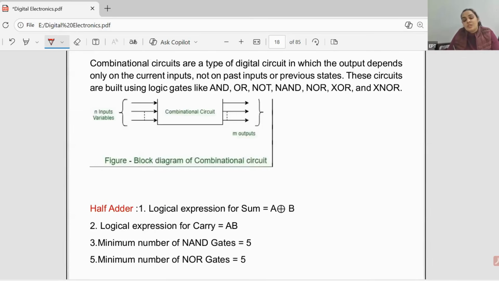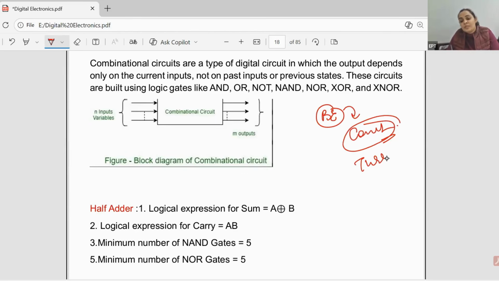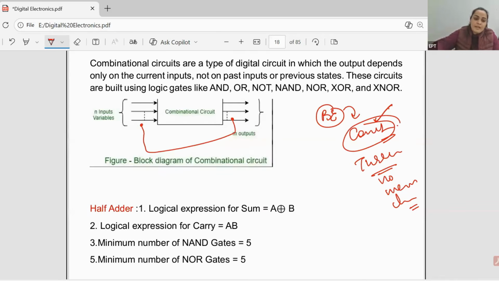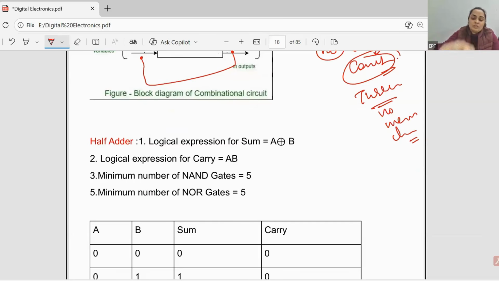See students, any Boolean expression you are implementing is going to be a combinational circuit only. The circuit in which there is no memory element and no clock signal will be known as a combinational circuit. Any Boolean expression is given to you and you implement some circuit, that is going to be a combinational circuit only. The circuit in which the output is not given back to the input side, or there is no feedback, will be known as a combinational circuit, okay. So here are a few important combinational circuits.